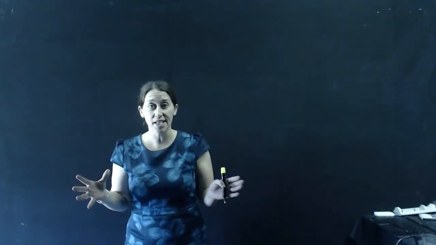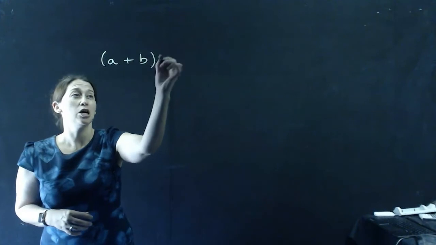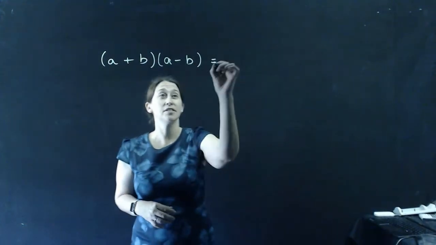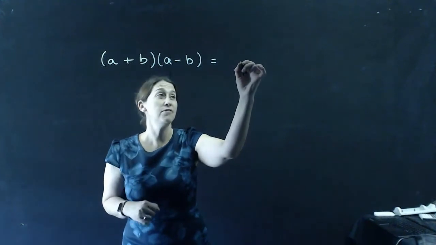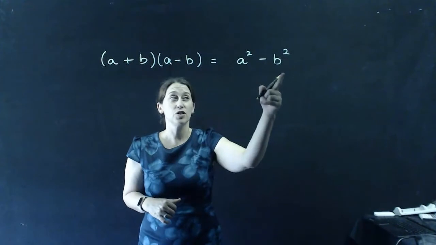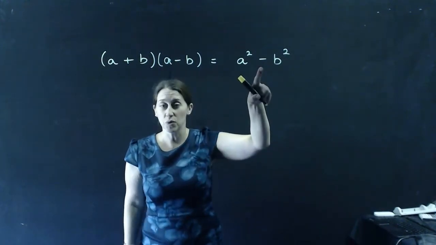Today in this video I'm going to talk about factorizing special expansions. So the first one I'm going to look at is the difference of two squares. If you've watched my videos on expanding, you'll know that we can expand a plus b multiplied by a minus b, and when we expand that, it simplifies to be a squared minus b squared. What we have here is two squares and we have the difference between them.